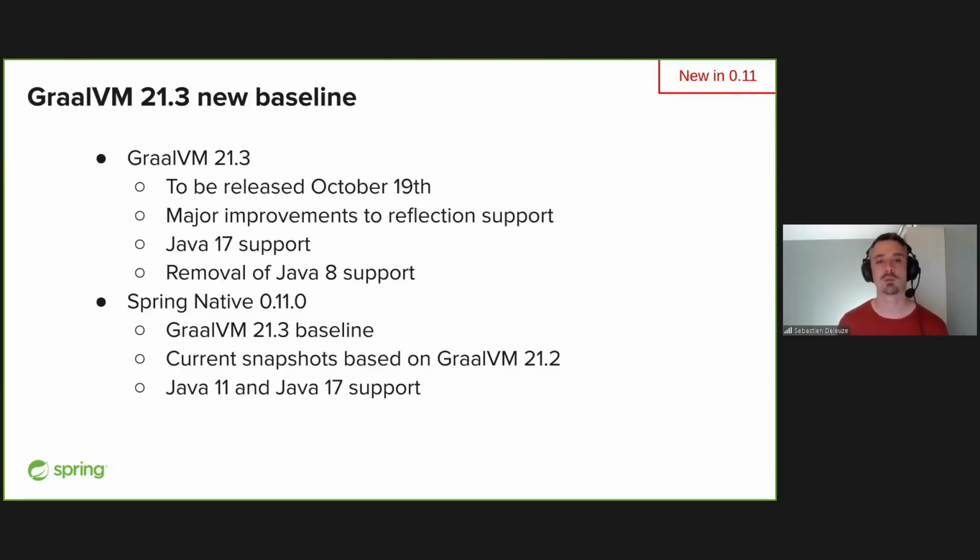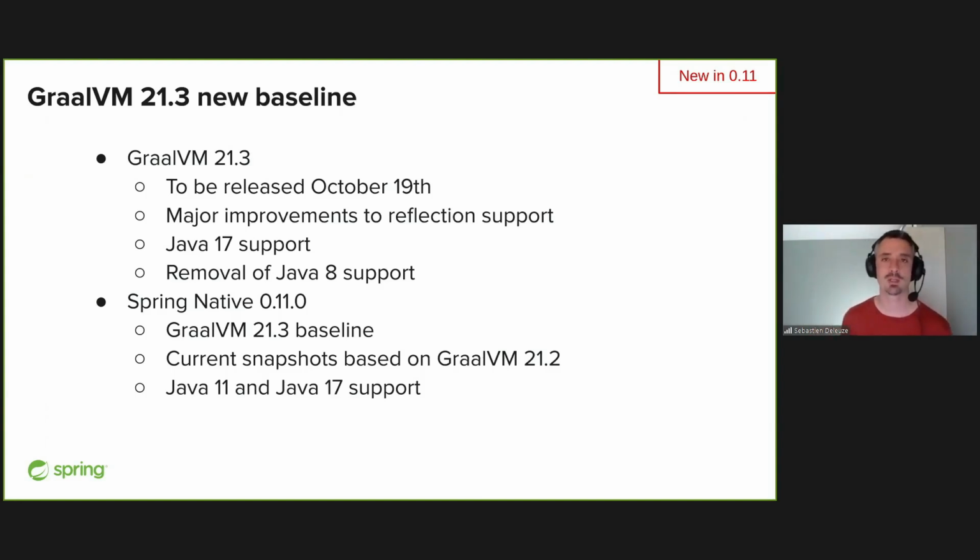GraalVM 21.3 will be released in October, and it provides major improvements to reflection support. It also introduces Java 17 support, which is super interesting because that's the new LTS version, and it will remove the Java 8 support.